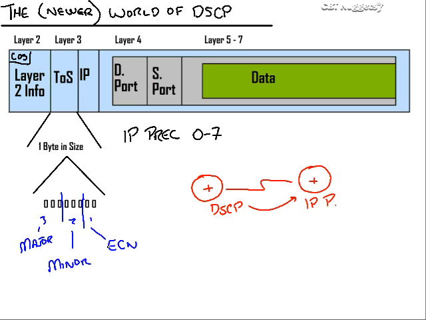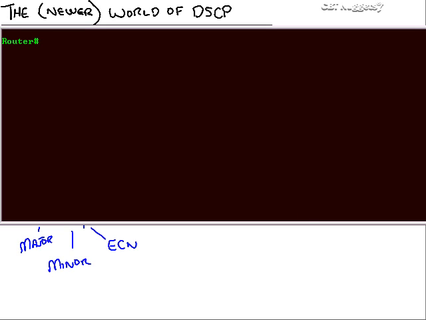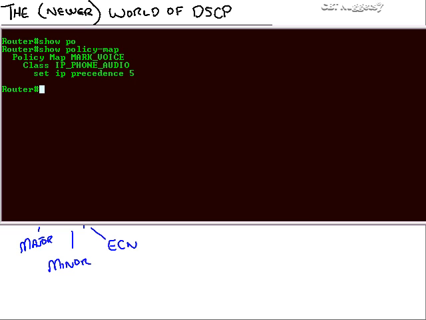Now the ECN bits I'll talk about a little bit later because they're not really important yet. We'll talk mainly about those when we get to weighted random early detection. I want to focus in on the major and minor bits because that's really what's used when we tag our packets. DSCP defined many different classes of traffic. As a matter of fact, let me show them to you. I'm going to bring up my router right here, and I want to start off just doing a show policy map. There's my mark voice.